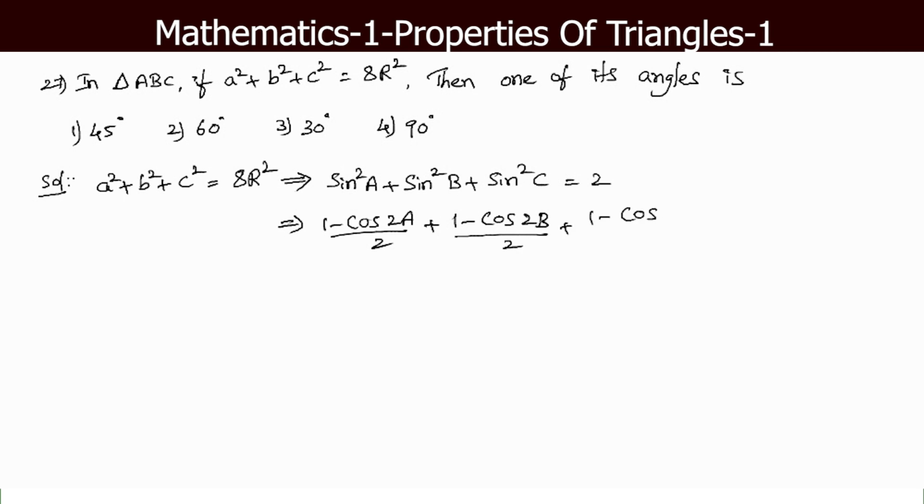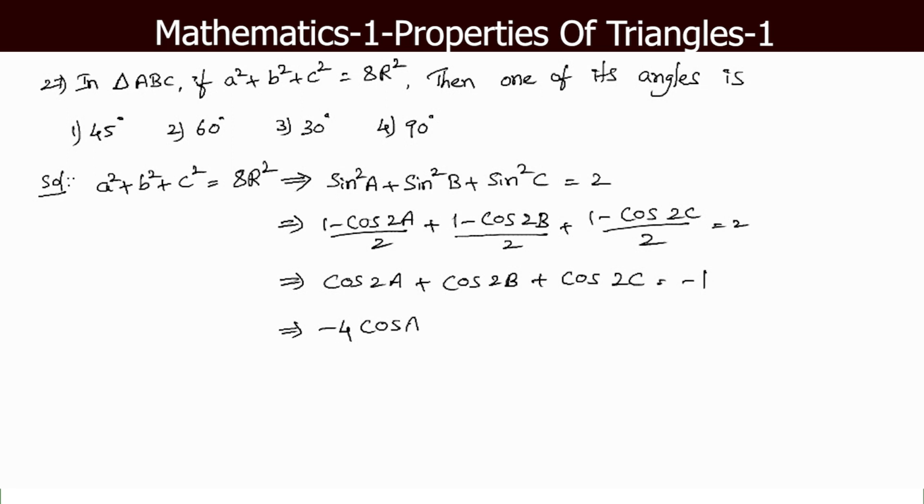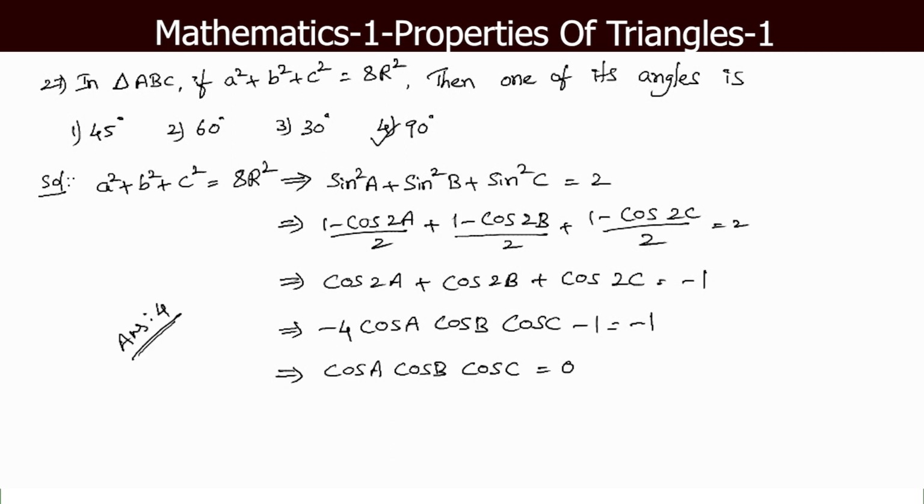But in any triangle, A plus B plus C is equal to 180, and cos 2A plus cos 2B plus cos 2C is minus 4 cos A cos B cos C minus 1, which is equal to minus 1, or cos A cos B cos C is equal to 0. So therefore one of the angles must be a right angle. So in any triangle, if a squared plus b squared plus c squared is 8R squared, then the triangle must be a right angled triangle. So correct option is option number 4.